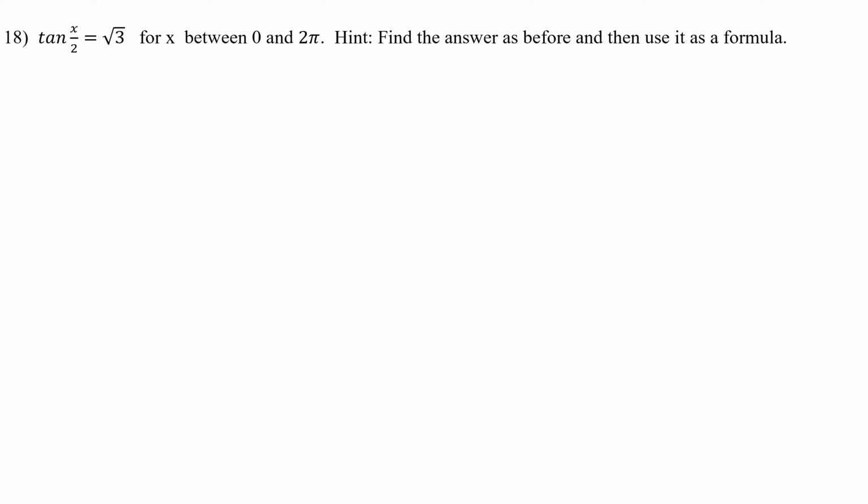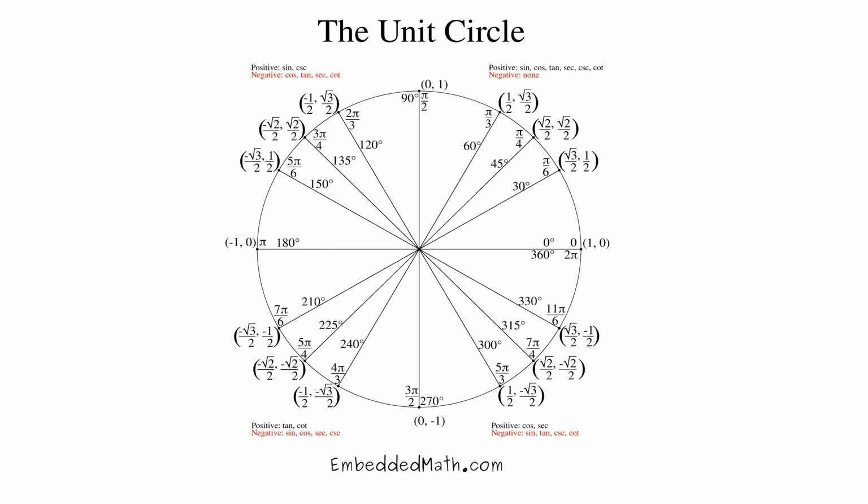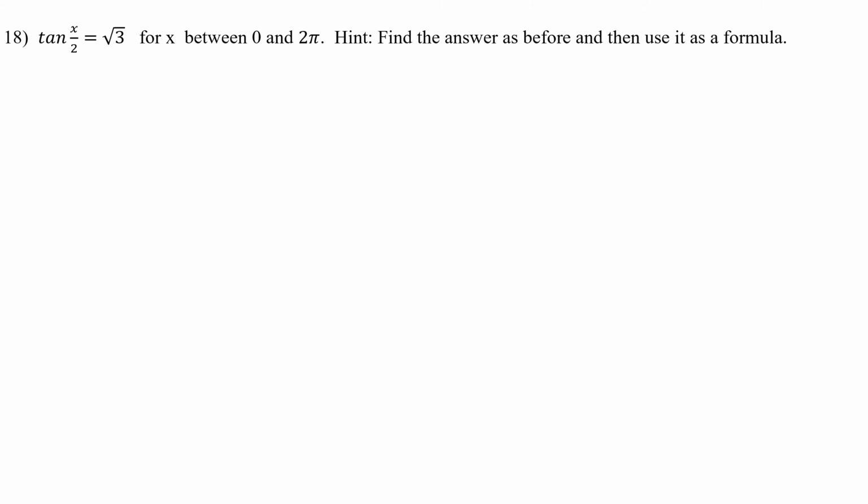All right, this is the last of our equations. We did double angles, triple angles. Now we have a half. So if we look at tangent of x over 2 is equal to the square root of 3, we just need to find the angle where the tangent is equal to the square root of 3. And that occurs right here at pi over 3, and then also right here at 4 pi over 3. So we have pi over 3 and 4 pi over 3.